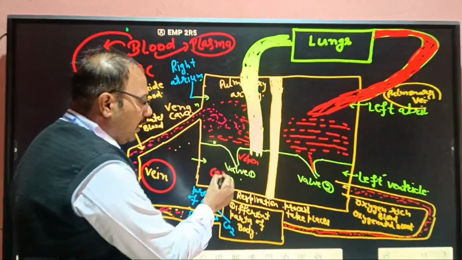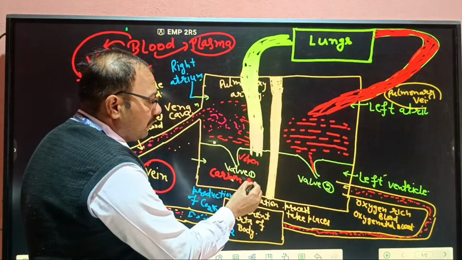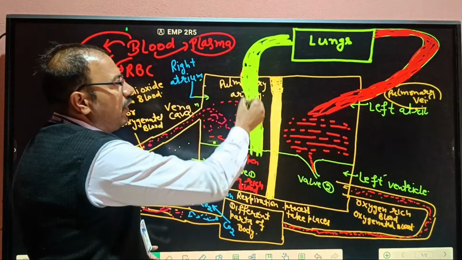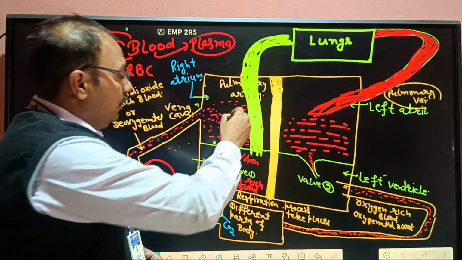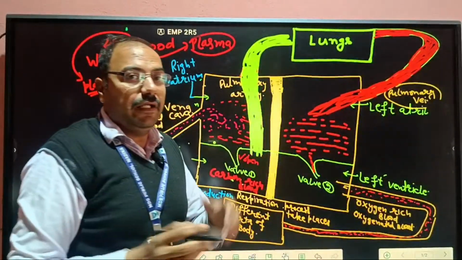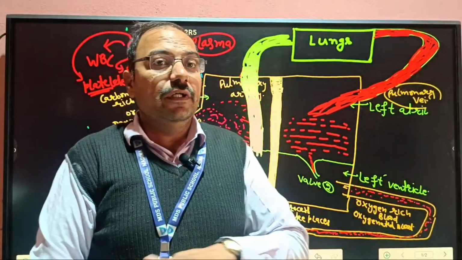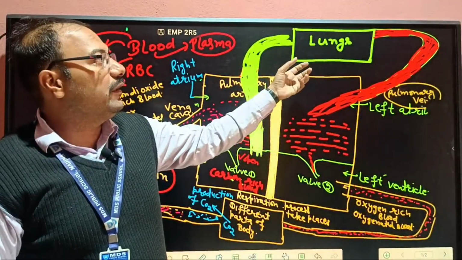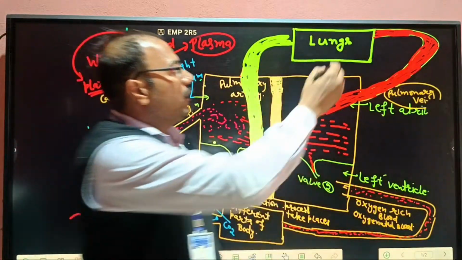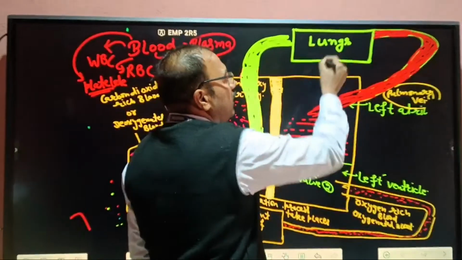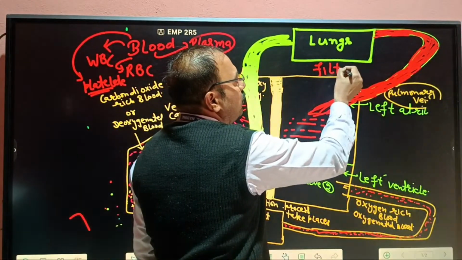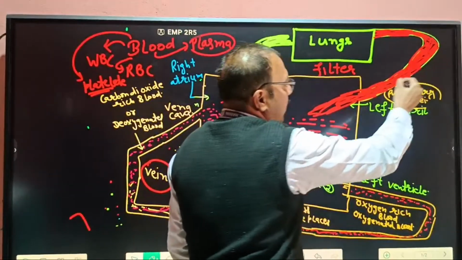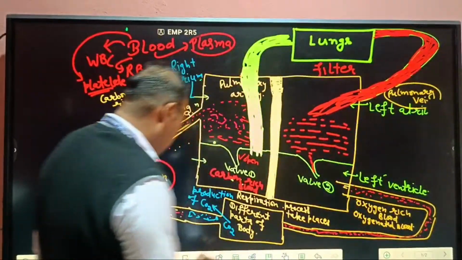This carbon dioxide rich blood is sent to the lungs. In the lungs, due to the respiration process, they absorb oxygen because hemoglobin is present here, and they purify the blood. So the lungs act as a filter and purify the blood. This purified blood comes here. This is known as oxygenated blood.